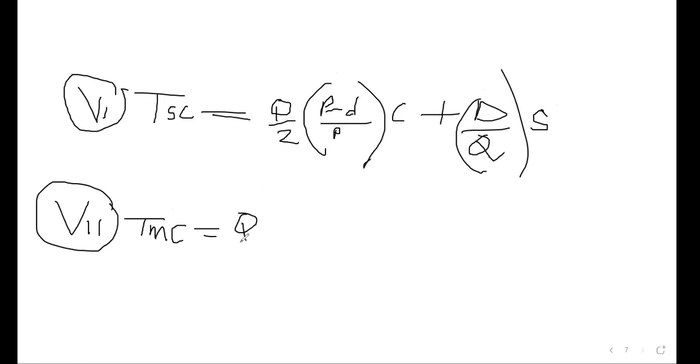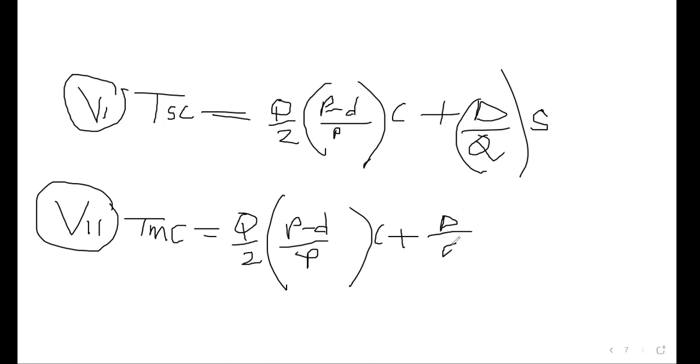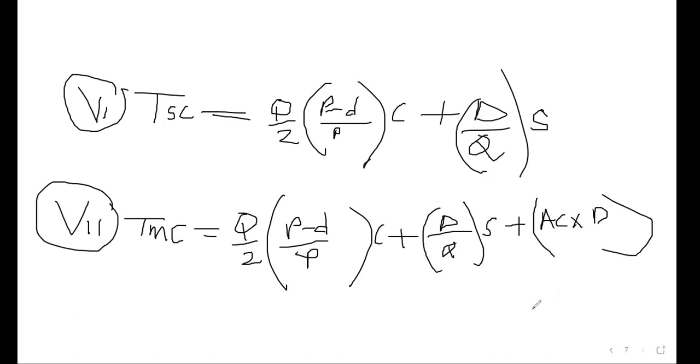Then the last one is total material cost, which is actually going to give us the same Q over 2 on P minus D over P by C, plus D over Q on S, then plus AC times D, AC times D. So these are the four. This marks the end of inventory management model number 2.